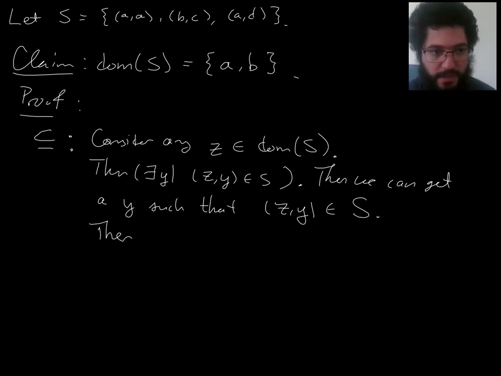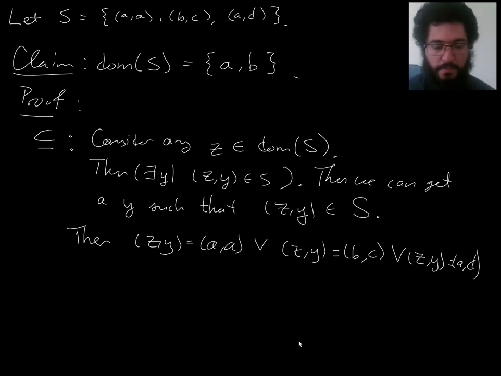So then, let me make some more room here, get to that inclusion later. Then ZY either equals AA, or it equals BC, or it equals AD. That's using axiom 5 on this membership. So there are 3 cases.